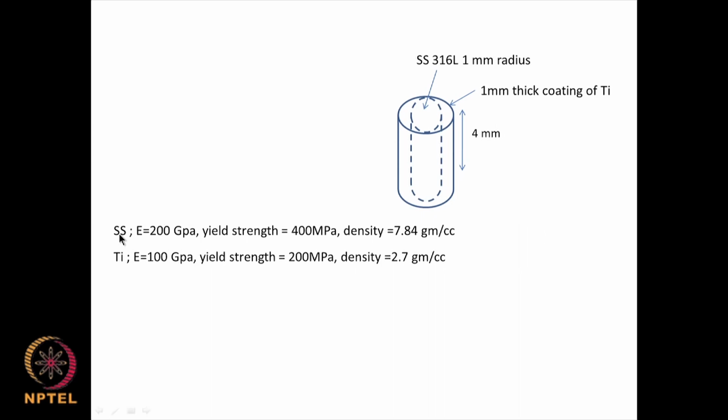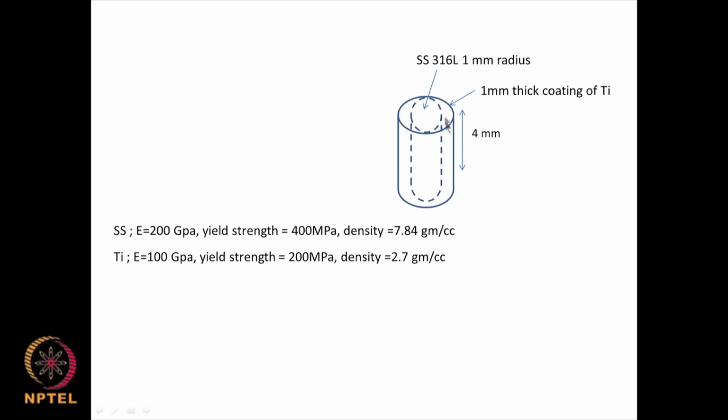If you look at the stainless steel, the modulus is very high, 200 gigapascal, titanium it is 100 gigapascal. Yield strength of stainless steel is 400 megapascal, yield strength of titanium is 200 megapascal. Density is 7.84 grams per cc for stainless steel, and 2.7 grams per cc for titanium.